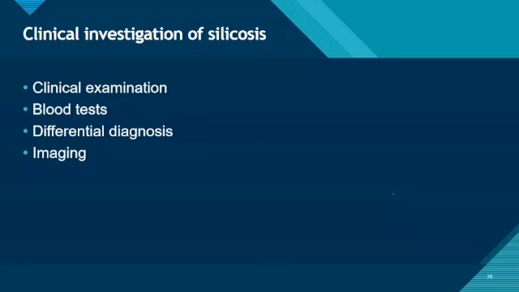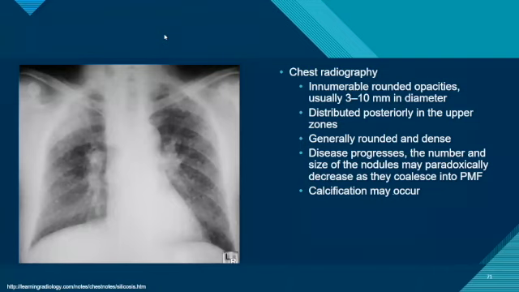Liver function and serum ACE may be raised in both sarcoid and silicosis, so that doesn't really help to discriminate between the two. The differential diagnosis, as I had alluded to on one of the previous slides, and then also your imaging, which I will go through a bit now. In the initial phases of a chest X-ray, you see multiple rounded opacities, which we can see all here. They're usually 3 to 10 millimeters, distributed predominantly in the posterior and upper zones. They tend to be round and dense.